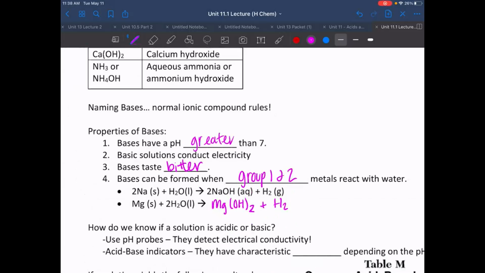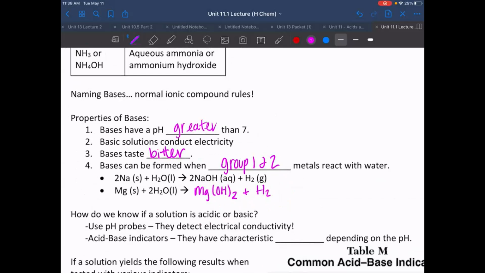So how do we know if a solution is acidic or basic? I could go into depth on how pH probes work. It's actually quite fascinating. People are too smart. But really, as a basis, it detects the electrical conductivity from these ions, how much electricity they can actually transfer. And that'll give us an indication of their pH.